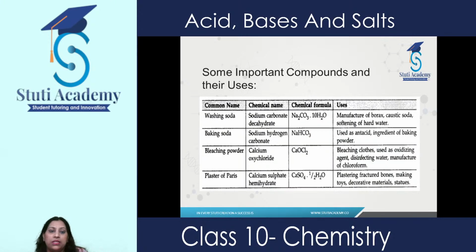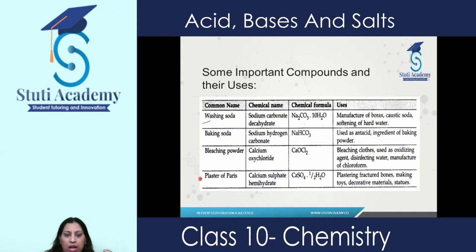Before that, this table is extremely important. These are certain salts with their chemical name, common name, their formula and their uses. First is washing soda, which I have just discussed. Chemical name is sodium carbonate decahydrate. This is a summary of all the salts which I have discussed so far, except this, which I am going to discuss now. Chemical formula is Na2CO3.10H2O. It is used in the manufacture of borax, caustic soda, softening of hard water, used in glass and paper industries, in cleaning clothes. So you can write any uses.